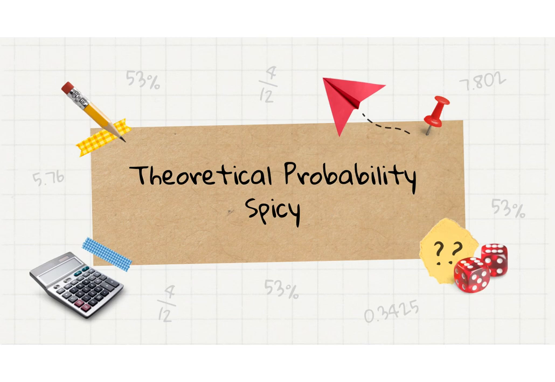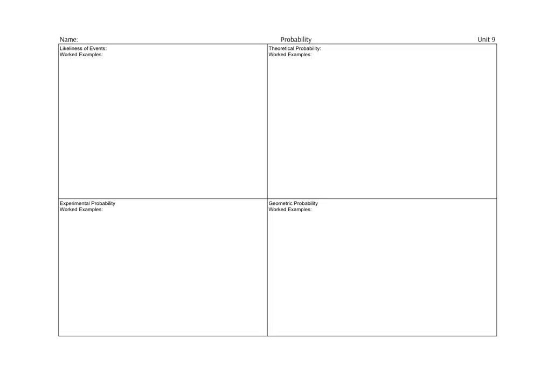All right, here is our second topic for Unit 9, Theoretical Probability. Here is your spicy video. We'll be in this upper right-hand corner where it says Theoretical Probability. We'll talk a little bit about what that means, and then we'll get into a couple examples.